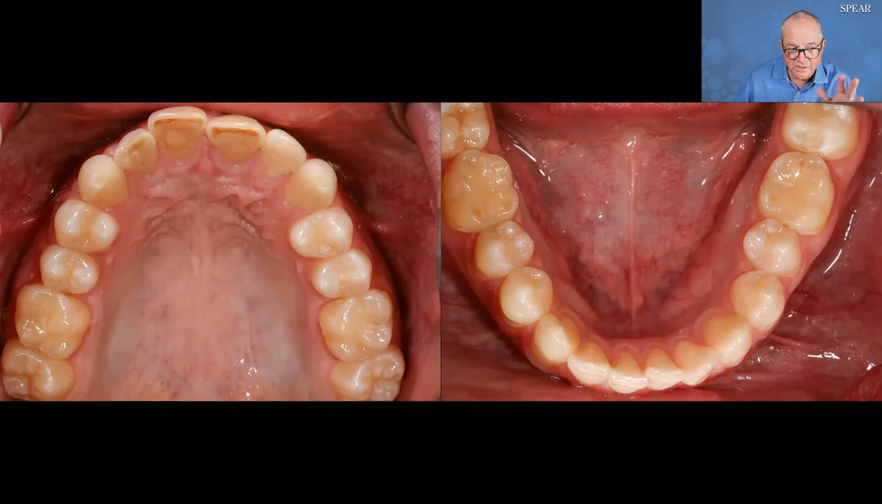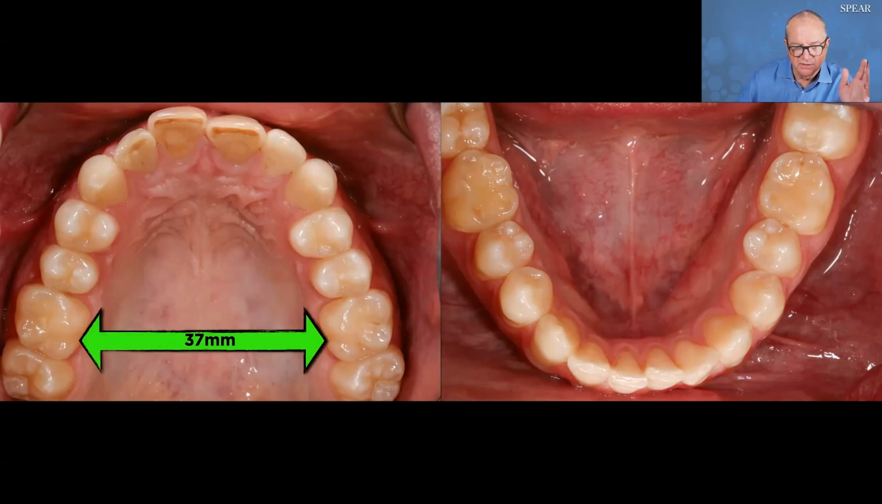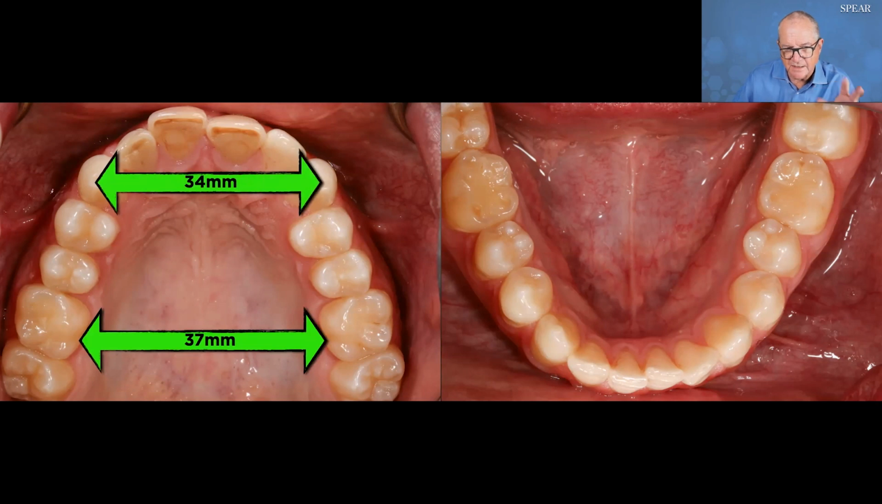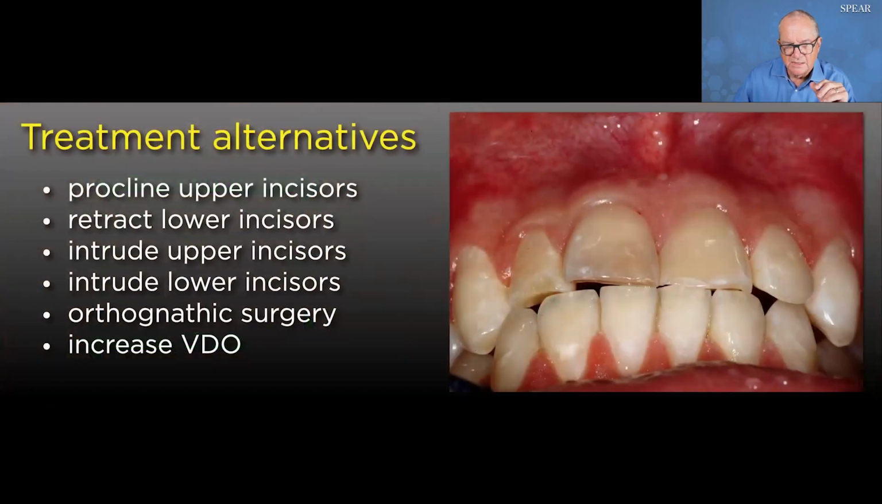His Andrews line is right where it belongs. So you're not going to want to move those centrals forward. No restorations in his whole mouth. His intermolar palatal width is normal. Canine width is normal.